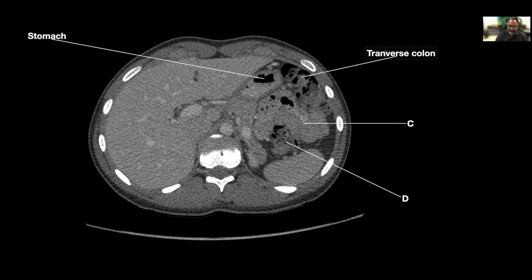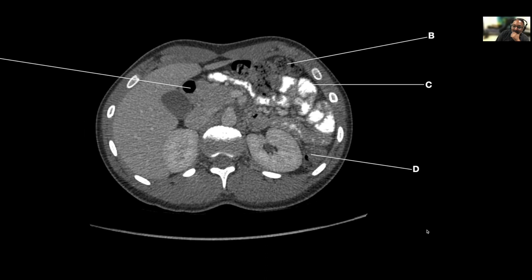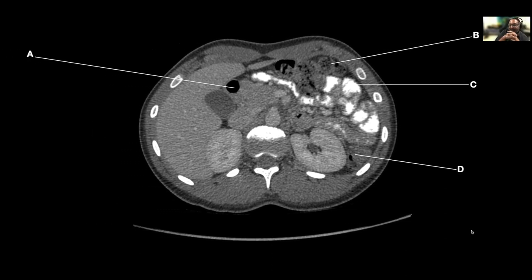I believe so. I think C could be jejunal loops. I agree. Yep, descending colon, yep. And the splenic flexure could still be considered the splenic flexure, but descending colon is also correct here. Actually, both are correct. All right, let's keep going down.